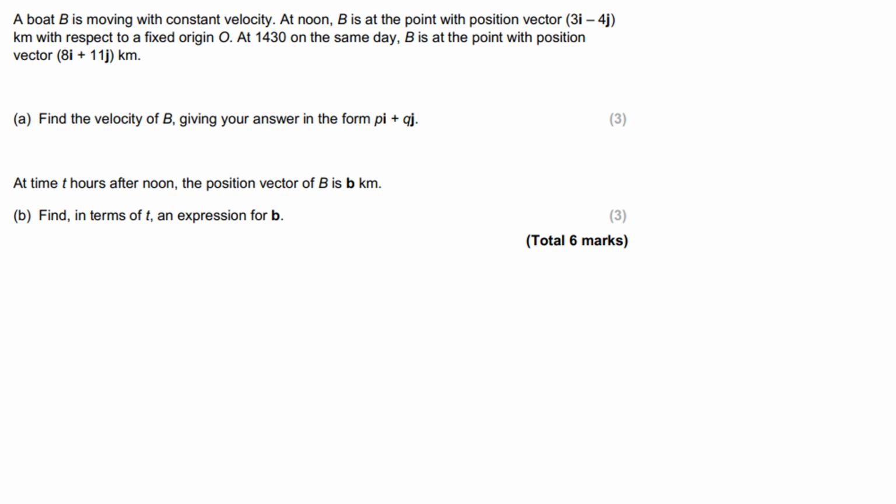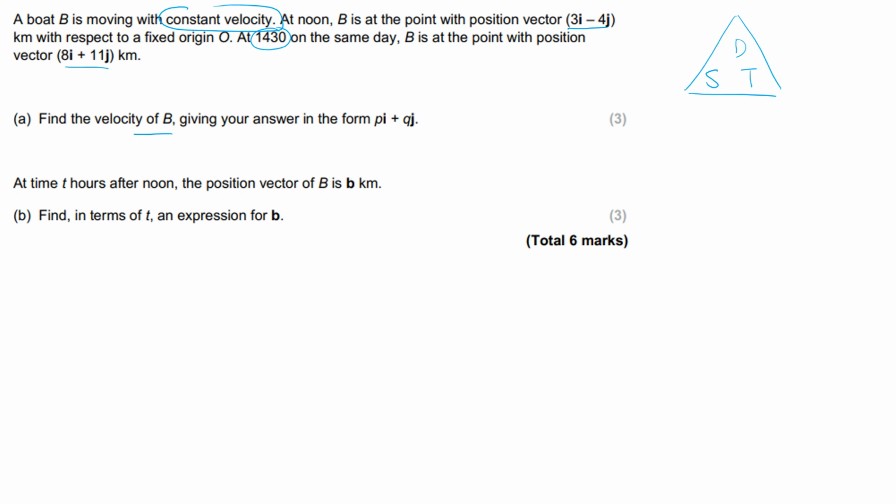On to the mechanics section, and we've got a boat moving at constant velocity. As soon as we know we're going at constant velocity, we're thinking that speed is just equal to distance over time. We've got a starting point of B being 3i minus 4j, and 2.5 hours later at 2:30, the boat is at 8i plus 11j. We're trying to find the velocity, which is how fast it's going each hour.